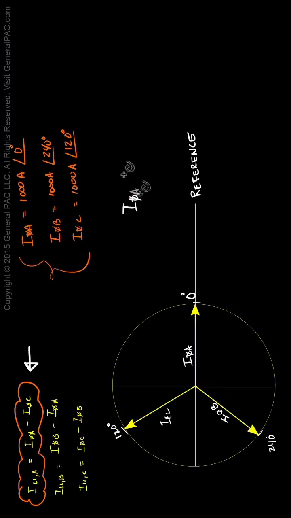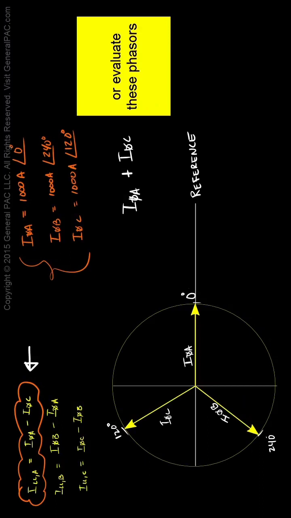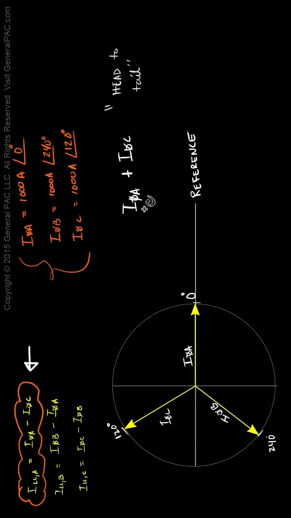Now if we want to perform phase A current plus phase C current, we will use what we call the head to tail method. How that works is very simple. We would pick up phase C current and add it to the head of phase A current, and the resultant vector starts from the origin and goes towards the head of phase C current. So this right here is our resultant vector. This resultant vector equals phase A current plus phase C current.